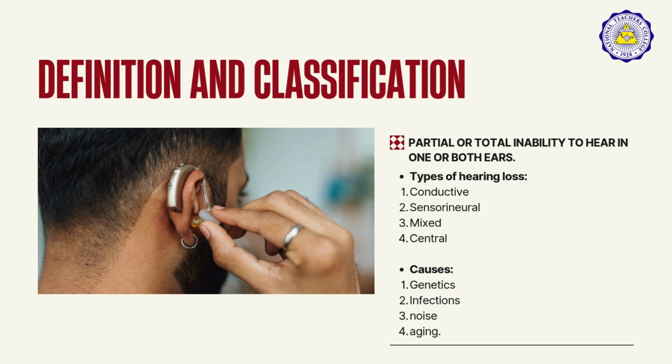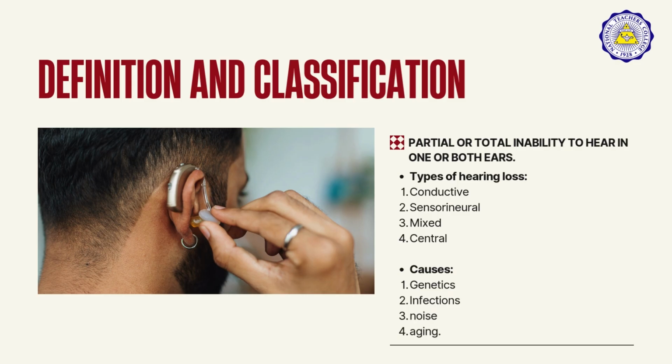Number 1. Conductive hearing loss. This happens when sound cannot pass through the outer or middle ear. It is often caused by earwax buildup, infection, or eardrum injury. Fortunately, this type is usually temporary and treatable.